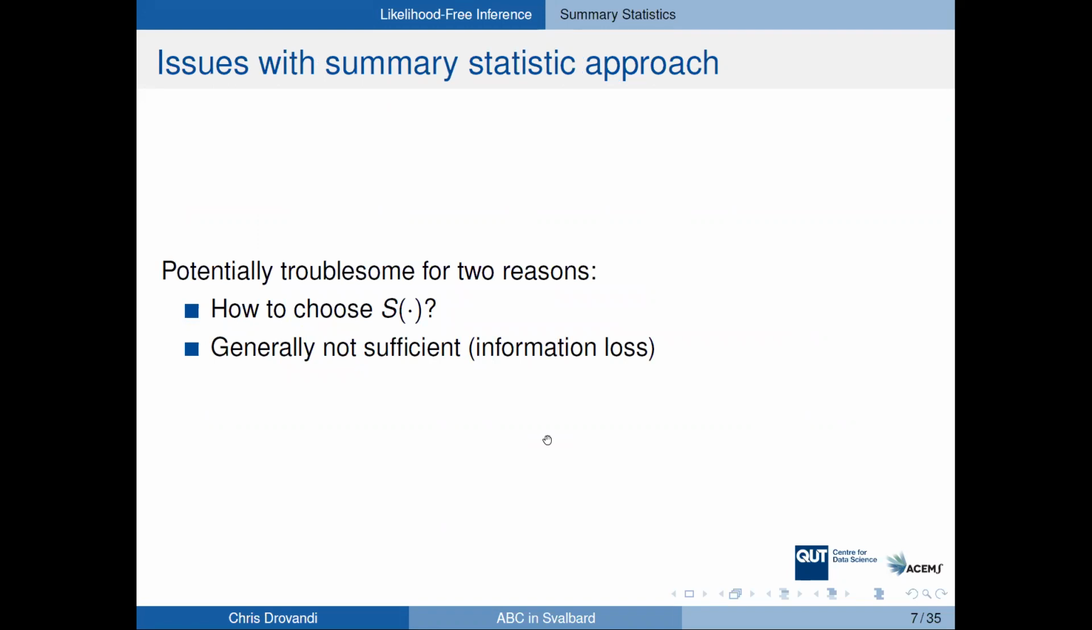Now, this is all very well and good, but there are some issues with using summary statistics. The first thing is, how do you actually choose the summary statistics in practice? As I mentioned before, the results that you get with likelihood-free methods can be very sensitive to the choice of the summary statistics. The second issue is that the summary statistics are generally not going to be sufficient statistics. They are in some examples, but for most examples they're not sufficient, and therefore you're going to lose some information. So your partial posterior is not going to be the same as the true posterior.